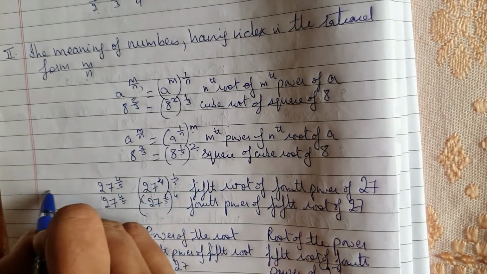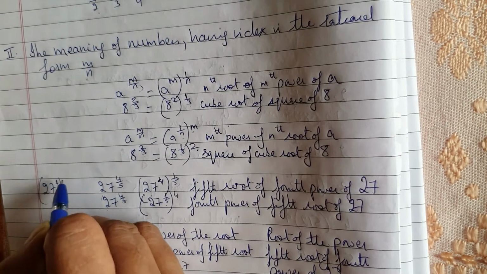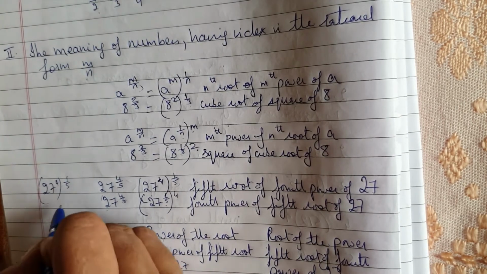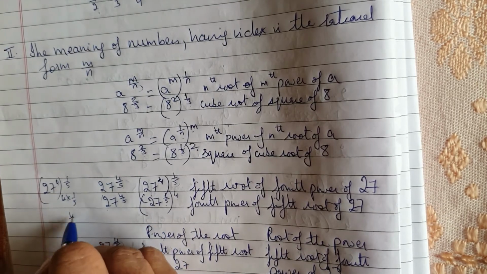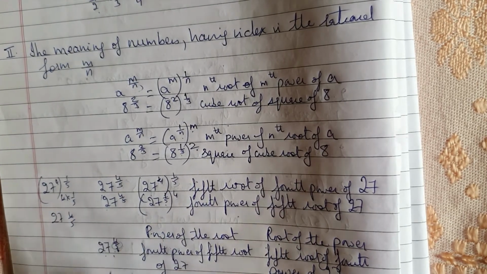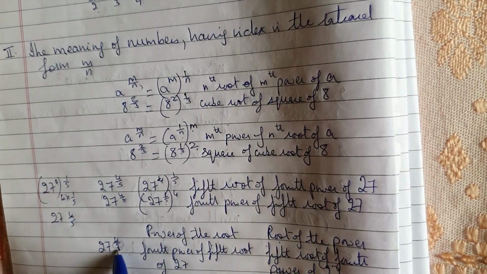If we multiply this, like this 27, if I write here outside and 4 inside like this, what will I get? I will multiply this 4 by 1 upon 5, I will get 4 upon 5. So this is the same thing. If you solve this, it will come in the same form.